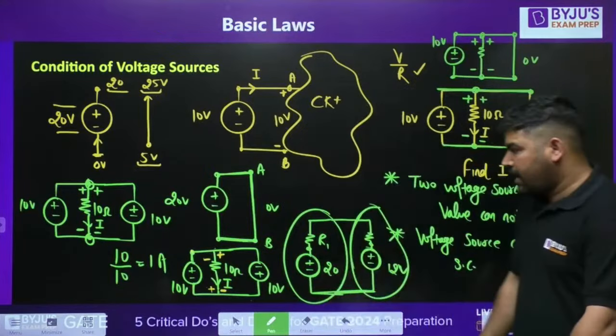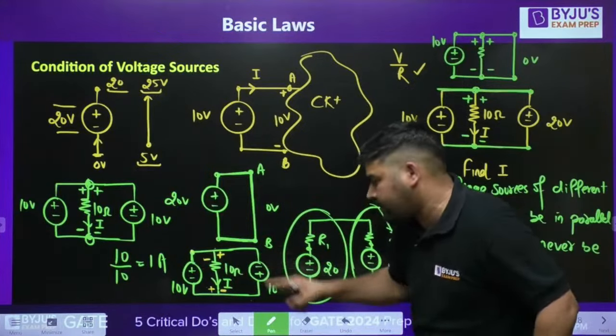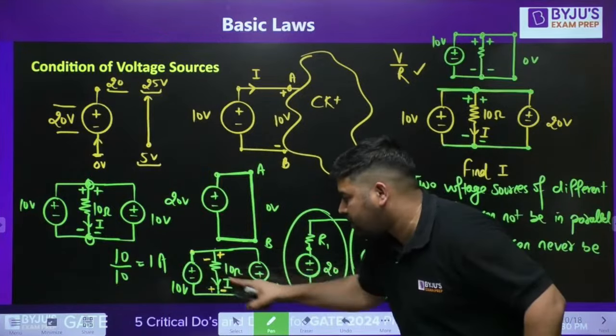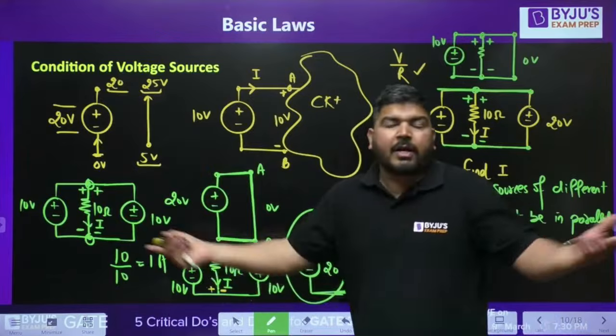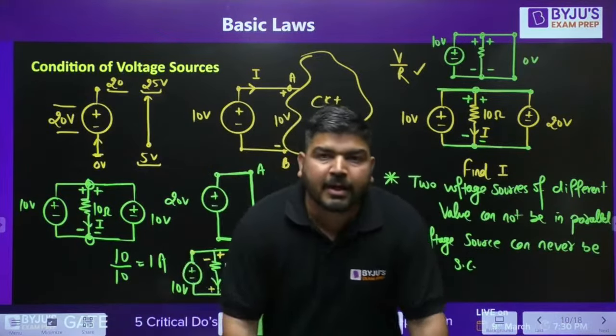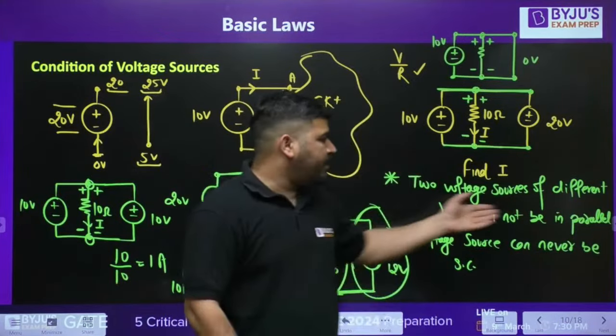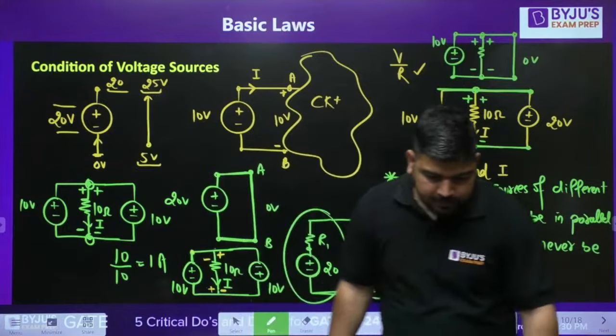You cannot calculate this because this is 10, we call it minus 10. With respect to this voltage source, with respect to this polarity, it is opposite. That's why I'm calling it minus 10. So they are not equal actually. 10 and minus 10 are not equal. That's why they cannot be in parallel. I hope it is clear, guys.